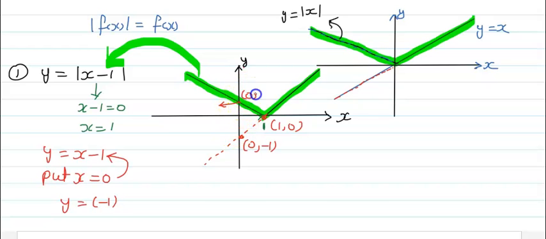So this point will be 0 and 1. Okay, so this point is 0, 1. I will color it, and this is 1 and 0. This is our required point. Okay, now let's go for another question.